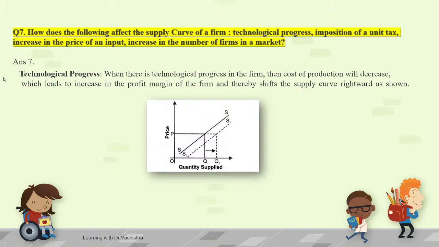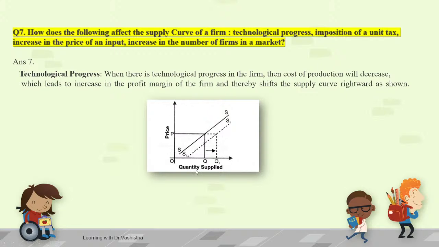So what happens when there is technological progress in the economy? Of course, with the technology upgradation, several methods will be introduced that will reduce the cost of production, and that will increase the profit margin of the firm. Once the cost is reduced, that will increase the profit margin, because profit is the difference between revenue and cost. So when the cost is decreased and the revenue is increased, the profit margin will increase. And once the profit margin is increased, the supply curve of the firm will shift rightwards, because supply will increase as the profit is increasing.